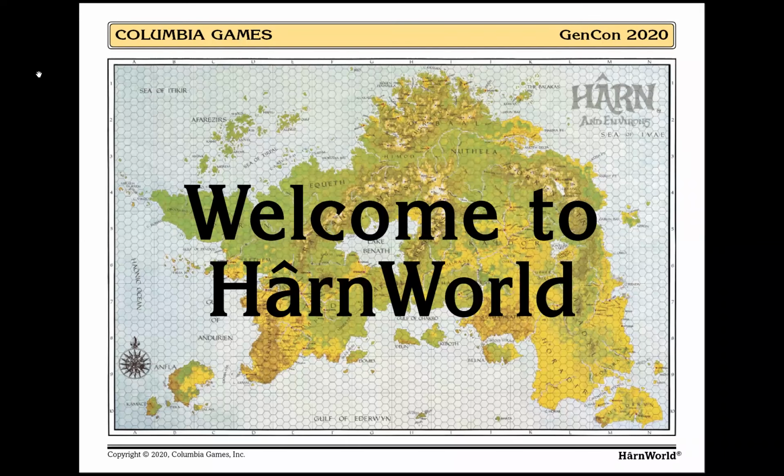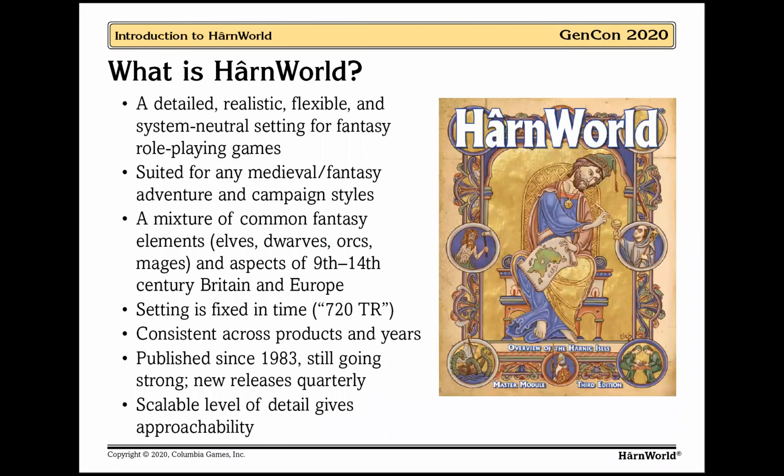So first off, what is HârnWorld? The HârnWorld setting was designed from 1983 as a system-neutral setting for fantasy role-playing games. Back in the day, it was Dungeons and Dragons, but there were other games that were starting to come out at the time. But there was very little in the way of material. And so Columbia Games and N.